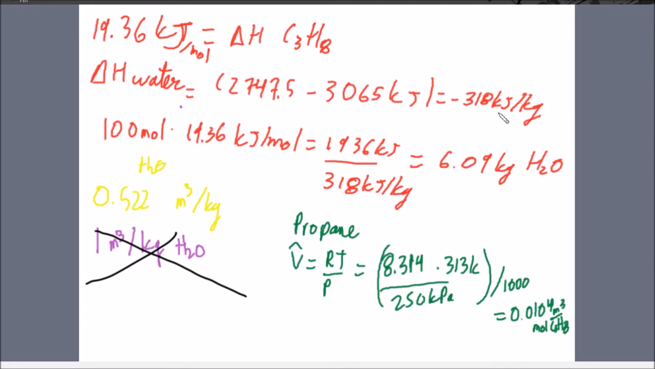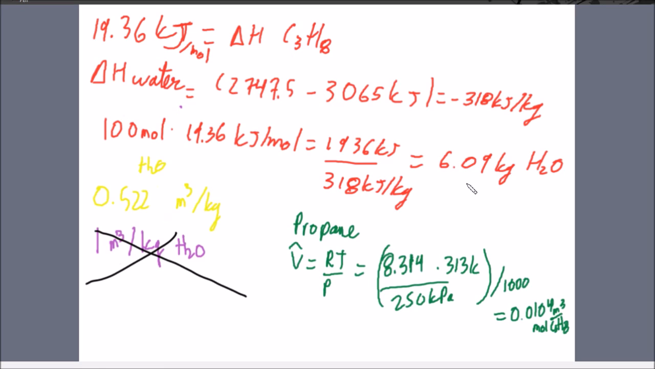The question specifically wanted a 100 mole basis. So we say, for 100 moles of propane, how many kilograms of water do I need? Well, 100 moles of propane needs 1,936 kilojoules to heat it up. That's how many kilojoules we need, and we know that the water on a per kilogram basis can give us 318 kilojoules. So your desired amount divided by how much a kilogram of water can provide gives you the kilograms of water you want. It's very easy. You can see the units right away.